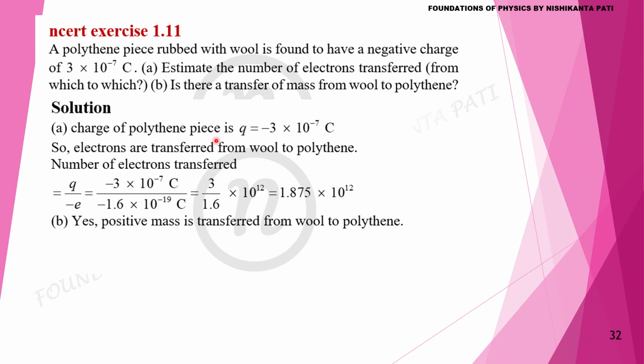Charge on the polythene piece is this much. So the number of electrons transferred from wool to polythene is Q by minus E, Q given, minus E this much, minus E the charge of an electron. So the answer is this much. Positive mass is transferred from wool to polythene.